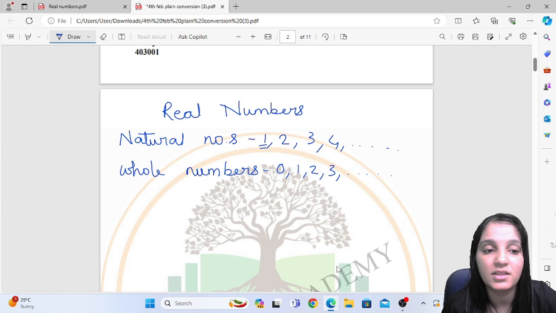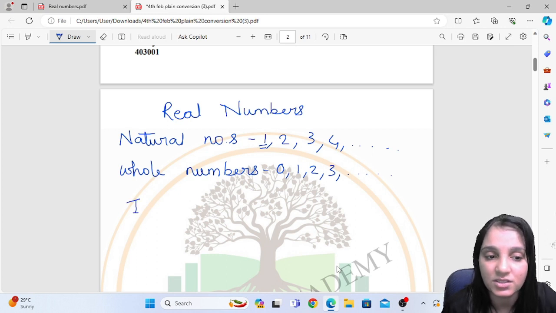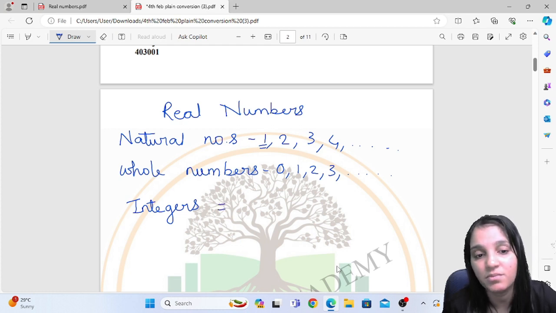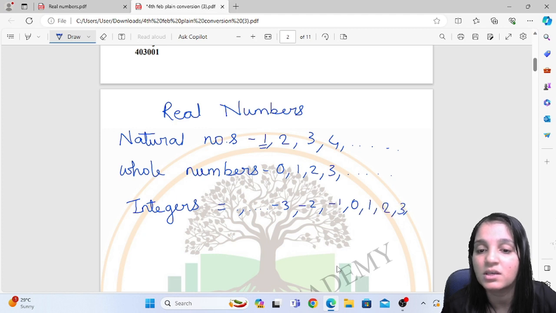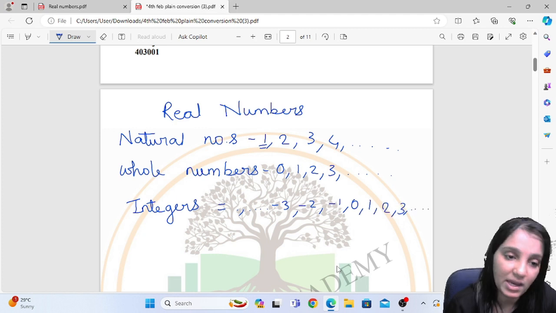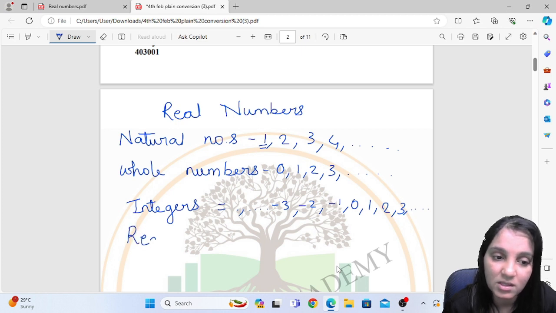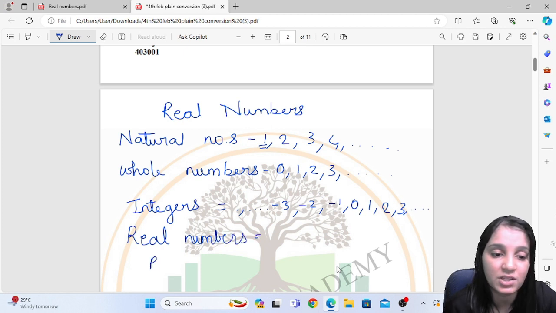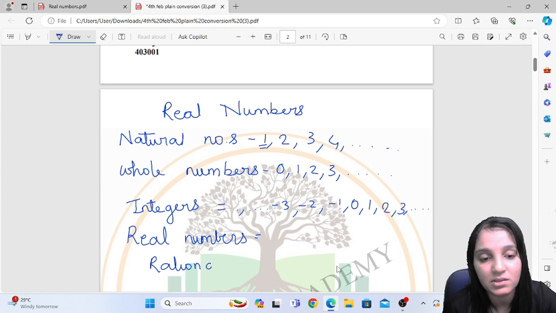Then comes integers. Integers are the ones which include negative numbers and positive numbers as well. So minus 3, minus 2, minus 1, then 0, 1, 2, 3, and so on. Then you have real numbers. Before that, you have rational numbers and irrational numbers.